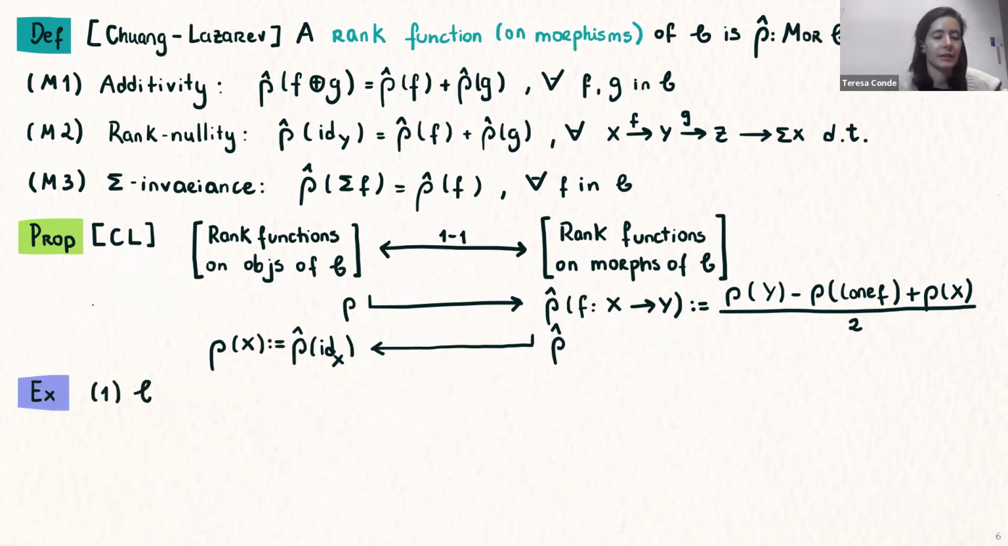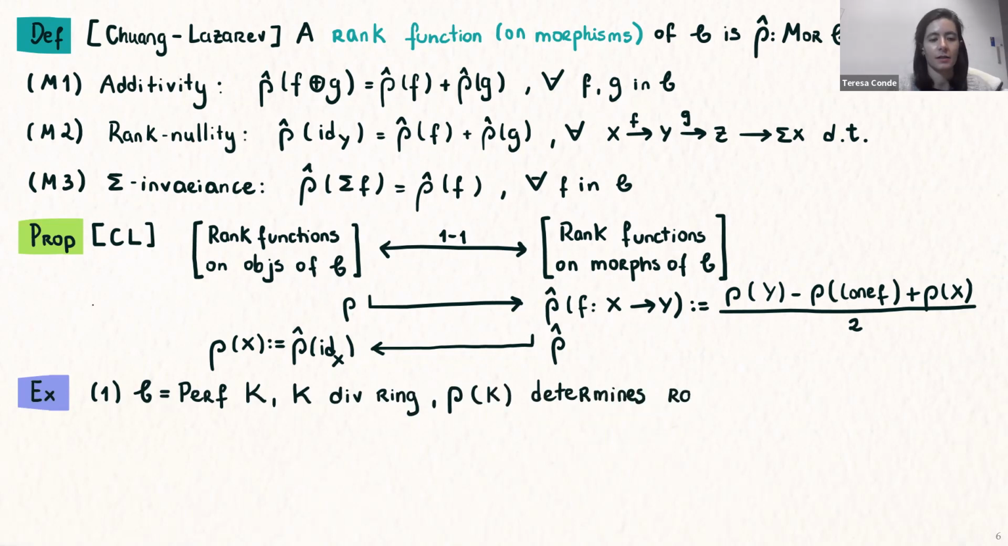Okay, so let's look at a couple of examples. Suppose now C is the category of perfect complexes over K, where K is a field or some division ring.